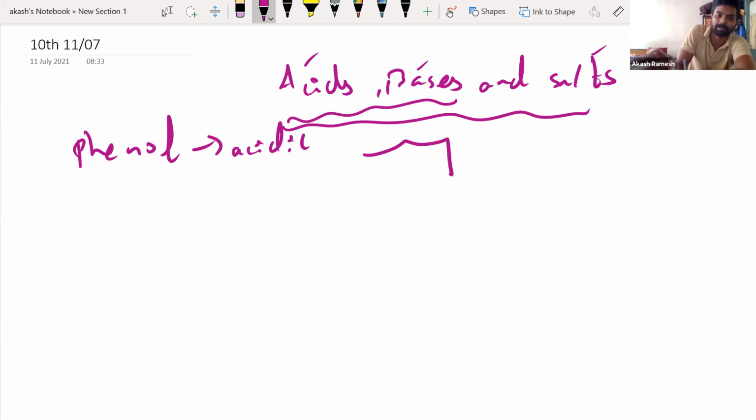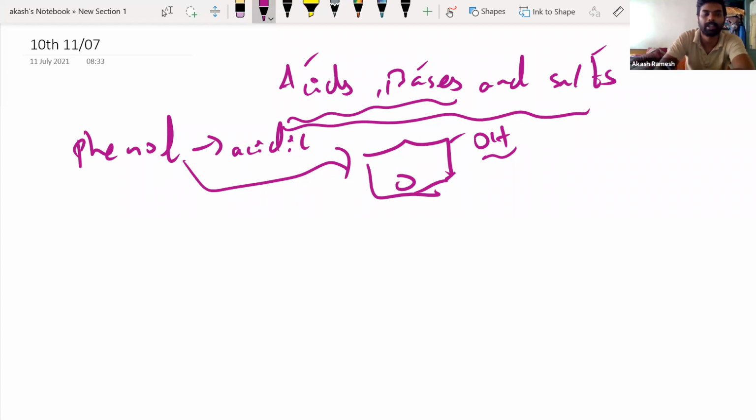And the structure is very simple. The structure will be like this. You don't have to know the structures, I'm just telling you. This is the benzene ring, and this is an OH group. This is what phenol looks like. Basically, it has some acidic properties, and that is why we use it for toilet cleaning purposes. Generally, acids are used for cleaning purposes.